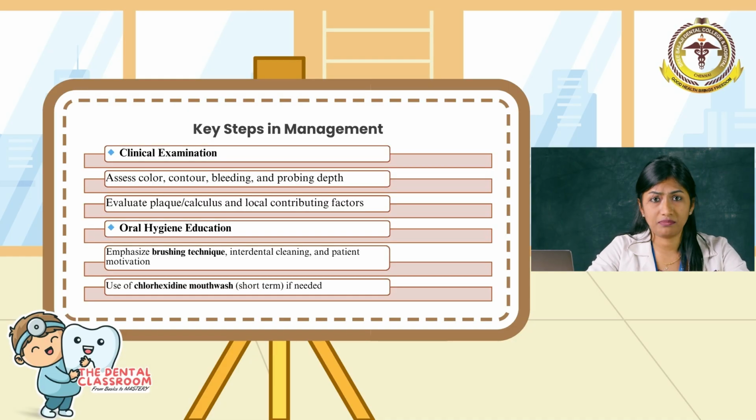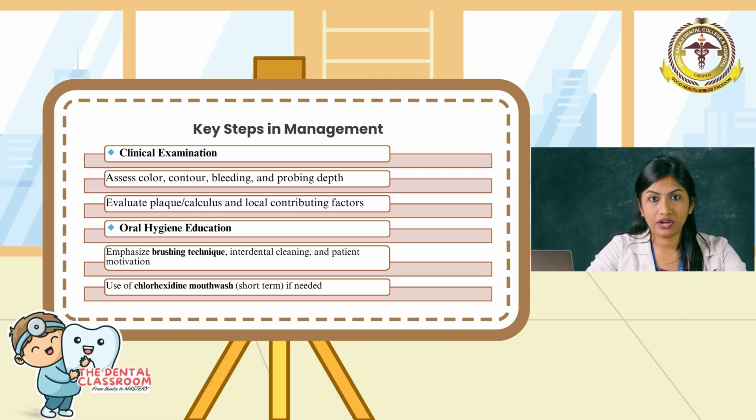So what are the key steps in management? The first key step is the clinical examination. We have to assess the color, contour, consistency, bleeding on probing, and probing depth, and also the symptoms reported by the patient. They can also report bleeding during brushing, improper brushing habits, burning sensations, tenderness on percussion, or foul smell. These things can be reported by the patient, which helps us to assess the initial diagnosis of gingivitis.